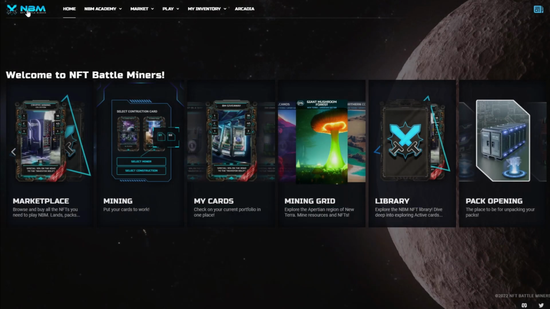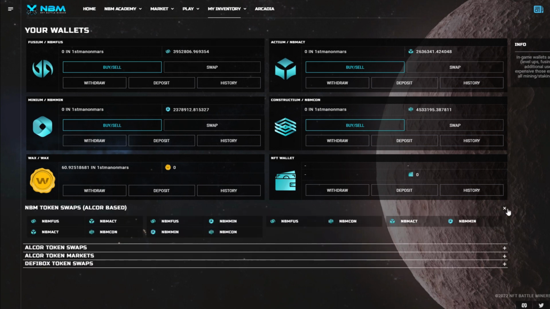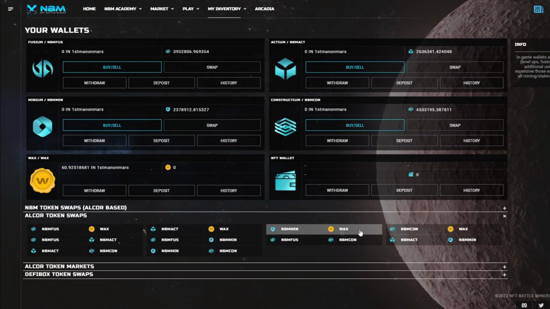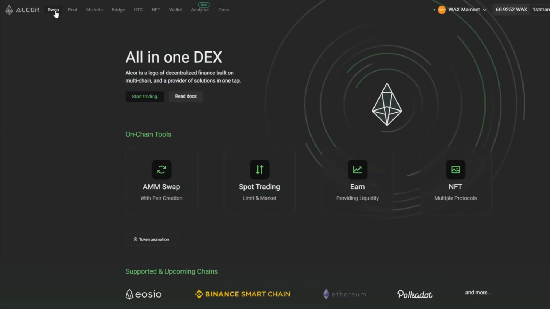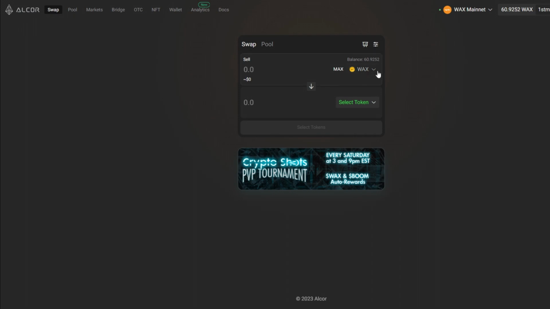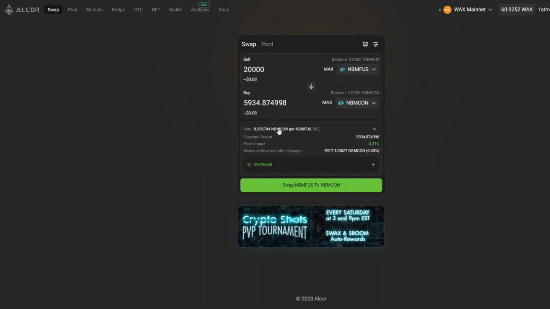If you simply want to swap tokens, you can use our in-game functions located in the wallet section. In this section of our wallet, you will also find links to perform various swaps directly in your wallet or on the Alcor platform. If you prefer to use the Alcor platform, the button is located on the upper menu. Once there, simply choose the 2 currencies that you would like to swap, for instance, Fusium and Constructium.